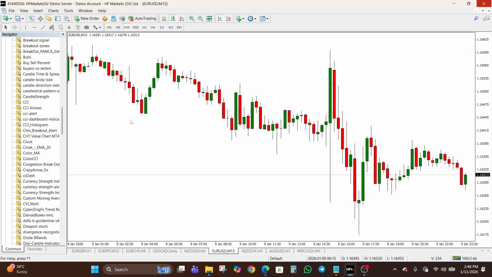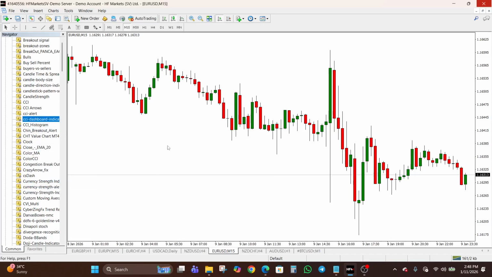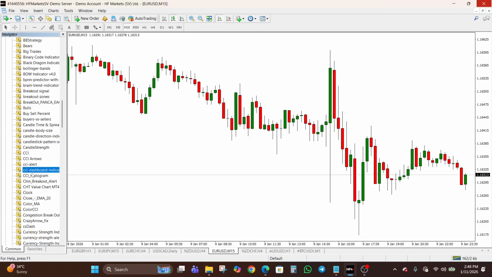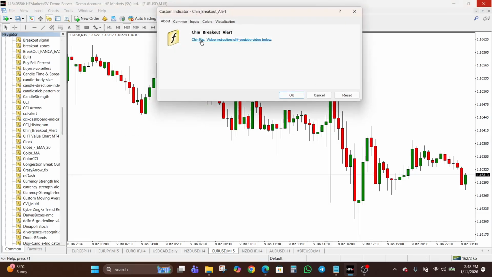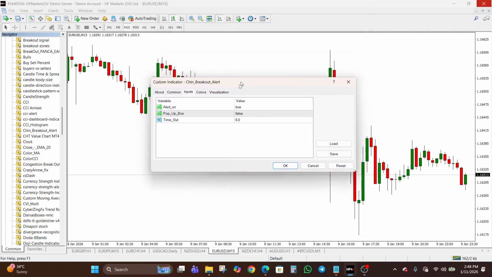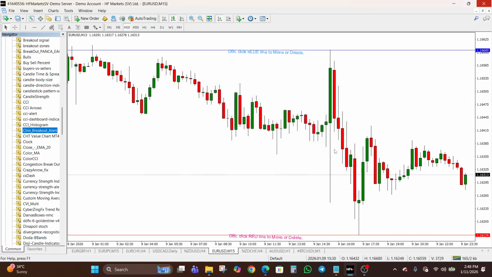Okay, after that you head back to your terminal, you refresh your navigator. After refreshing your navigator, then just drag and drop the Chin Breakout Alert indicator to your chart, your preferred chart. Ensure that the allow DLL imports box is checked, and then as for your input settings, you can decide if you want your alert to be enabled or not, and then for the pop-up box, enable or not, and then your timeout value default 6.0. You can edit that if you wish.